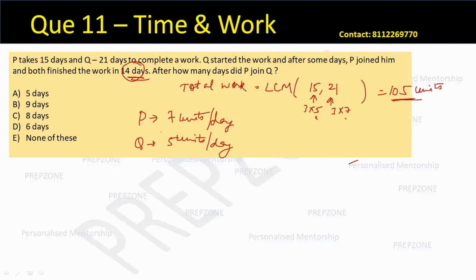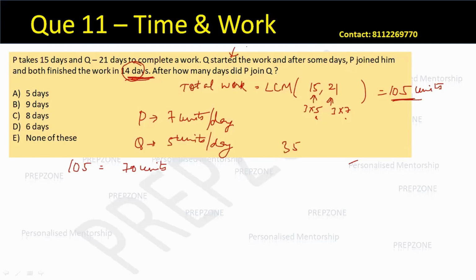Which means the total work that needs to be done is 105. Q is working right from the beginning till the end because he started the work. P joined in between, but Q actually worked for the entire span of 14 days. Q is doing 5 units per day, so for 14 days he will do 70 units. If 70 units have been done by Q, how many units will P have to do? 105 minus 70, 35 units.